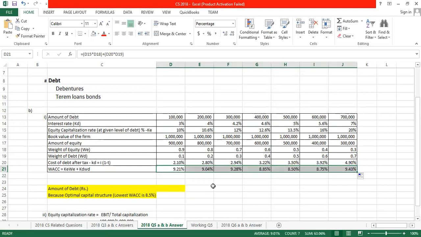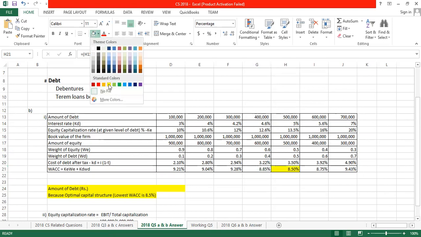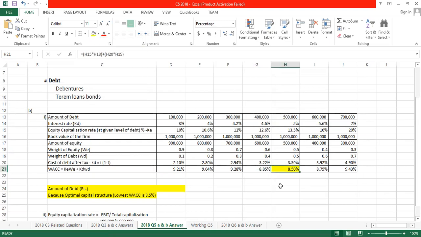Then we want to identify which is the lowest weighted average cost of capital. You can see 8.5 is the lowest weighted average cost of capital. So this is the optimal capital structure. Then the firm selects the amount of debt of 500,000, because this is the lowest weighted average cost of capital, the optimal capital structure. So the amount of debt is 500,000.